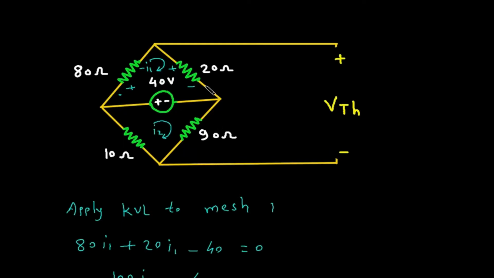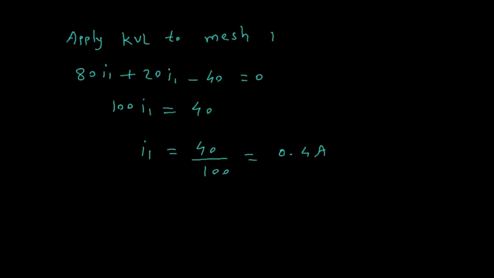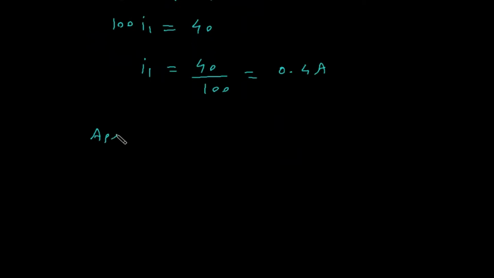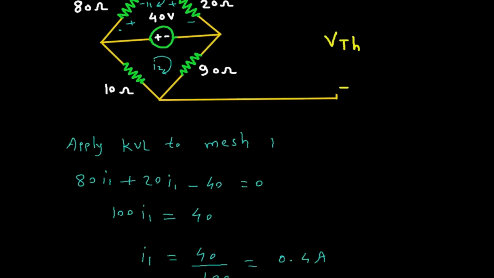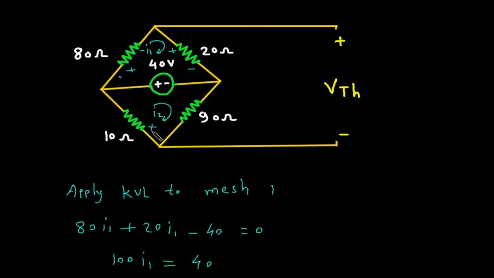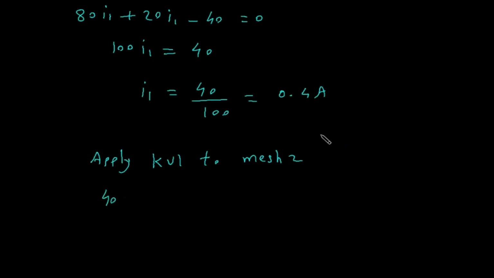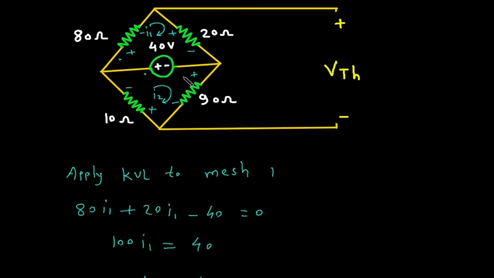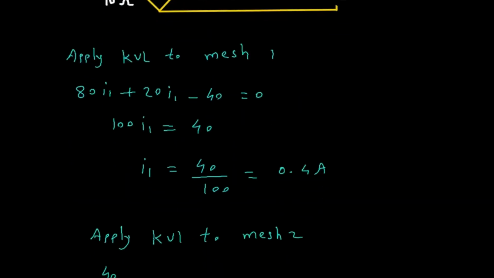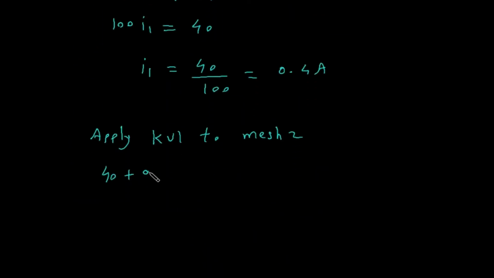Next we will apply KVL to mesh number 2. This will be positive, this will be negative. Here this will be positive and this will be negative. We will start from here. So this will be 40 plus 90 I2.